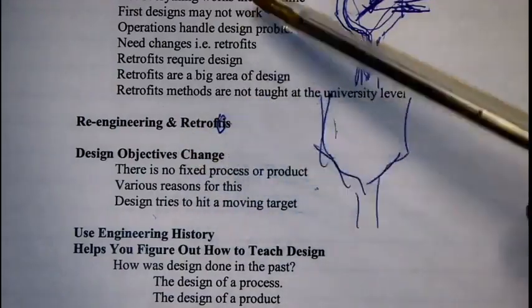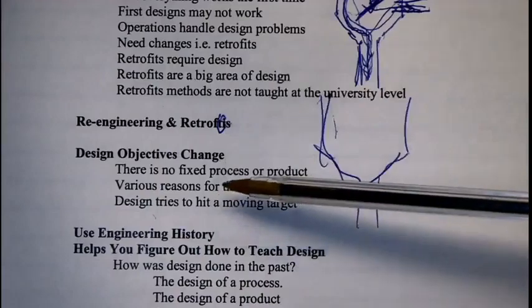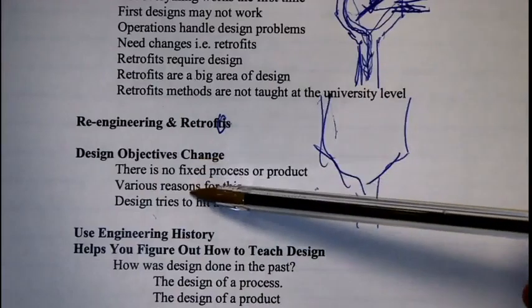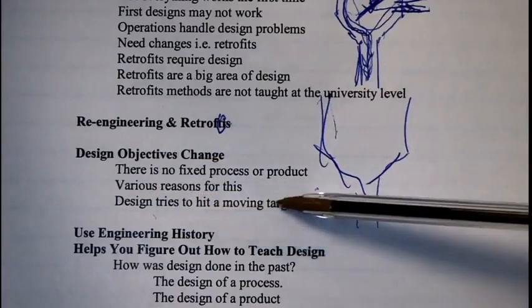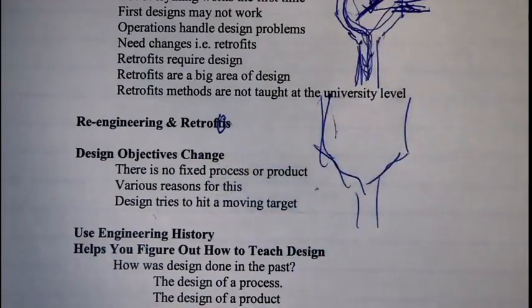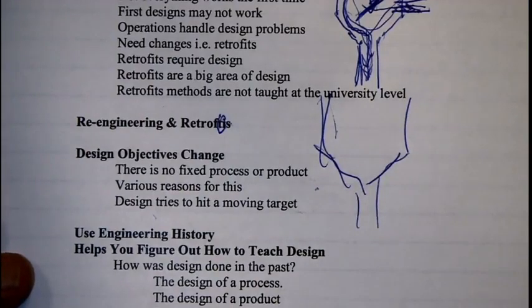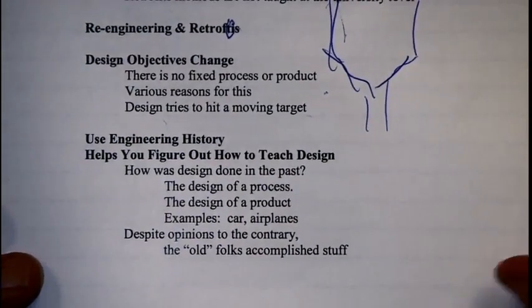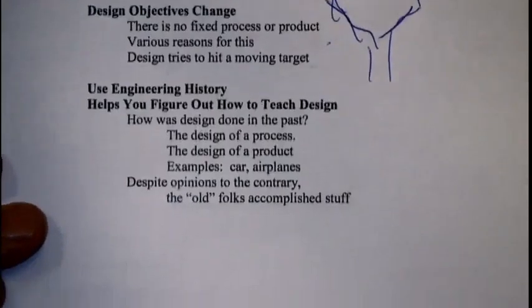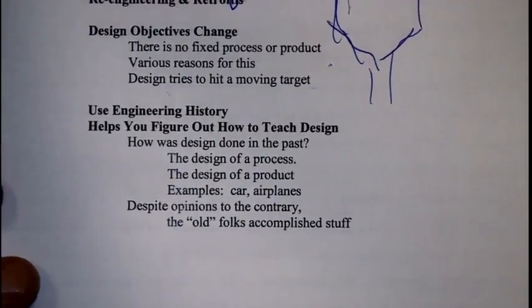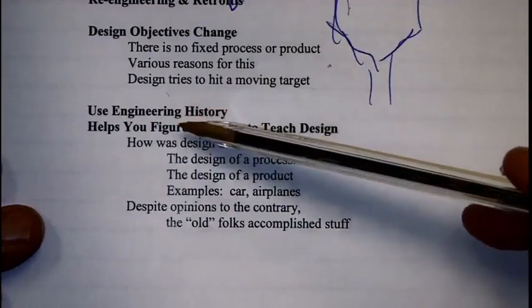So process retrofits are not taught at university level, nor design changes, right? Hitting a moving target. When you change the objectives on these engineers, they get really sore. They get angry, right? One way you could teach design is use history, right? You should consider using history.